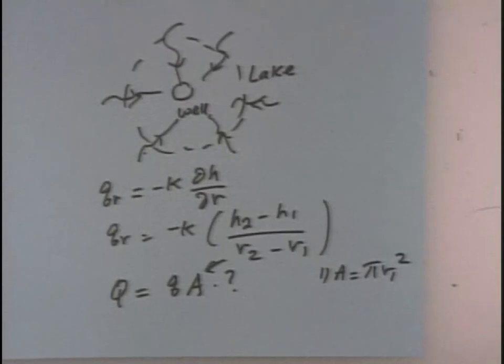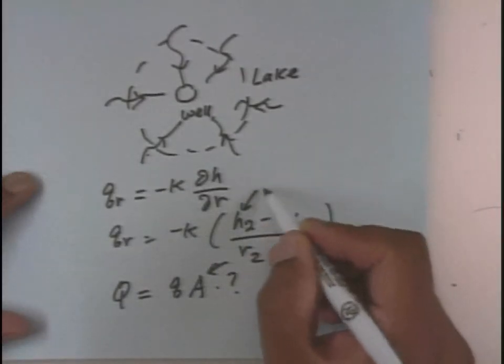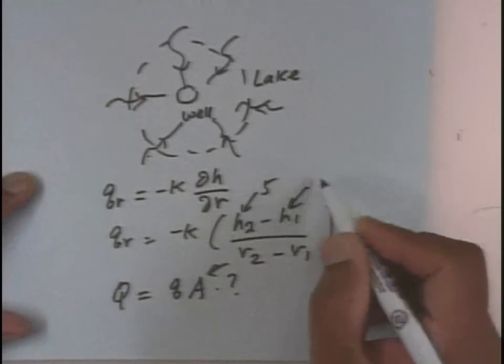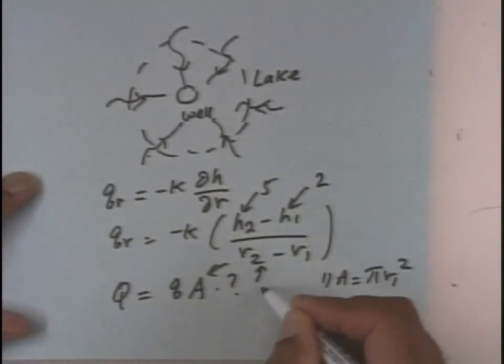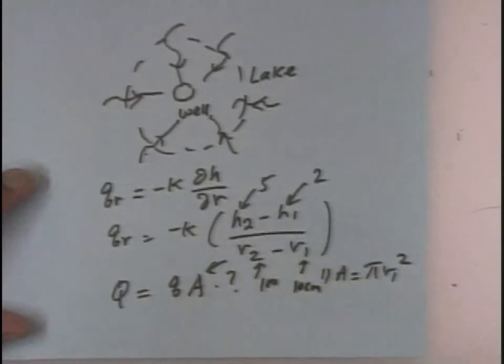Okay, in this particular problem, we found q, right? We just solved for q. H2 is equal to 5, H1 is equal to 2, R2 is equal to 100, R1 is equal to 10 centimeters. Now everything is fixed here. I want you to tell me what is the area. And Rohit told me it's pi times 10 centimeters squared. Is that right or wrong?